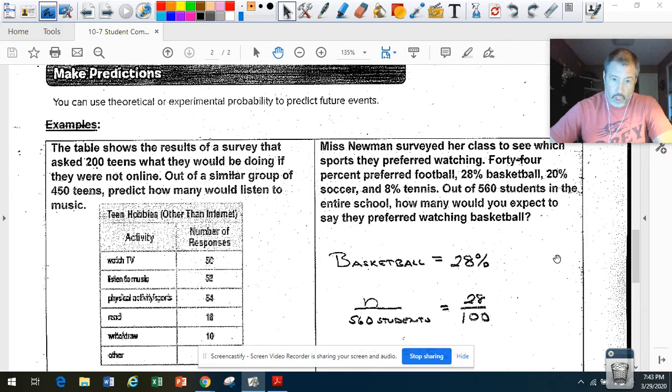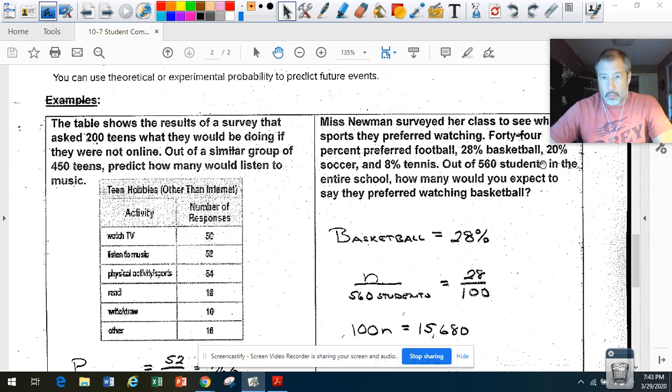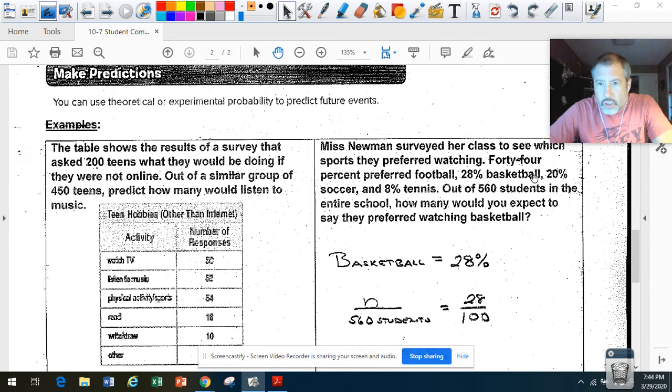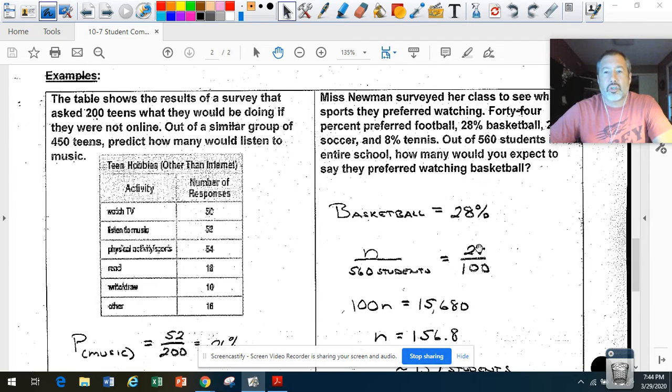Okay, so we know that basketball represents not 28%. I'm not sure how we got that here. Yes, it is. I'm sorry. 28% for the basketball. My bad there. So 28%. I was looking at that 20 right there. So 28% over 100. That's the same. 28 over 100. It's the same as 28%.